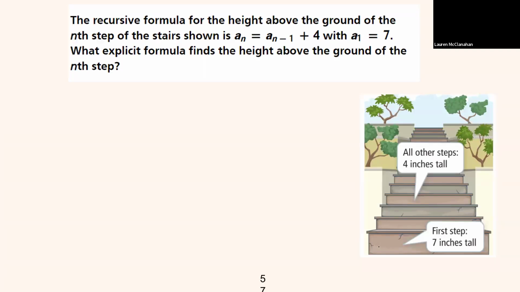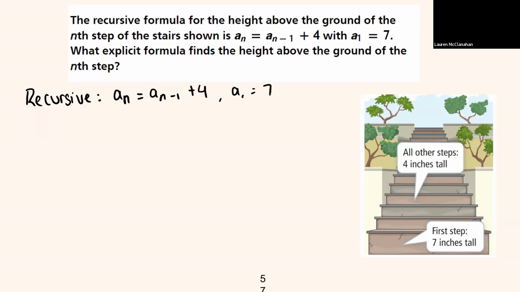All right, now we're going to look at example 4. This is going to have us practice, I believe, with the recursive, okay? So the recursive formula for the height above the ground of the nth step of the stairs is shown. Okay, so it's shown to us. We're going to go ahead and write that to the side. Recursive. Our recursive form is a_n equals a_(n-1) plus 4, comma, a_1 equals 7.